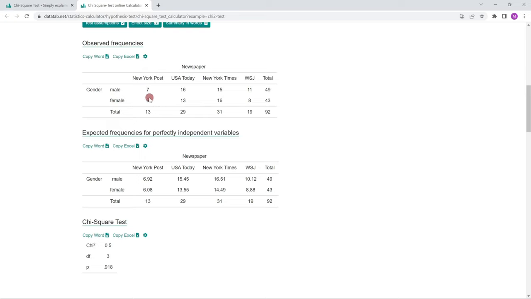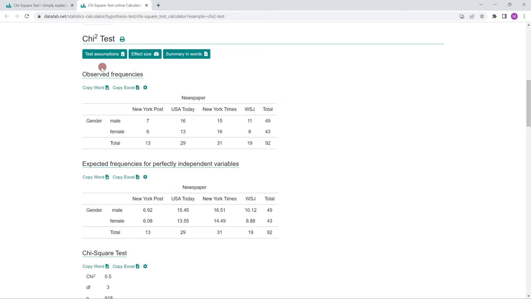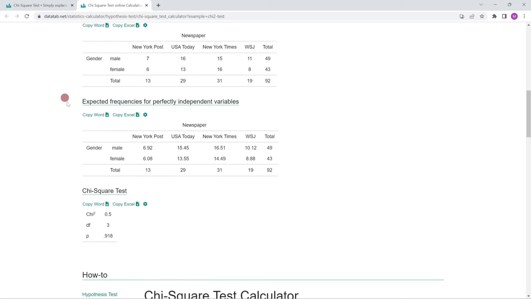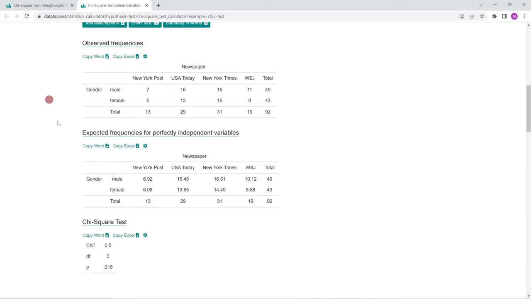In the second table, we can see what the contingency table should actually look like if the two variables were perfectly independent. That is, if gender had no influence on the preferred newspaper. Here it is important to note that all of the frequencies should be larger than 5 so that the assumptions of the chi-square test are fulfilled. But this is the case here. The chi-square test now compares this table with that table.